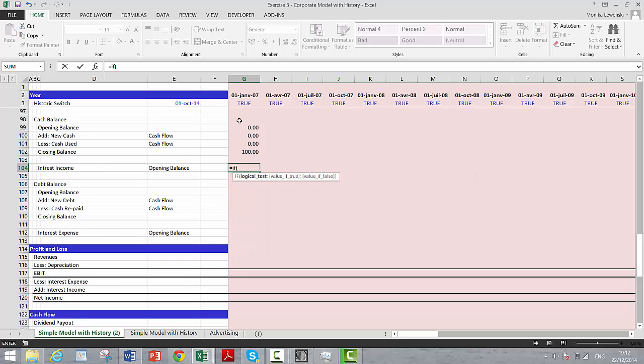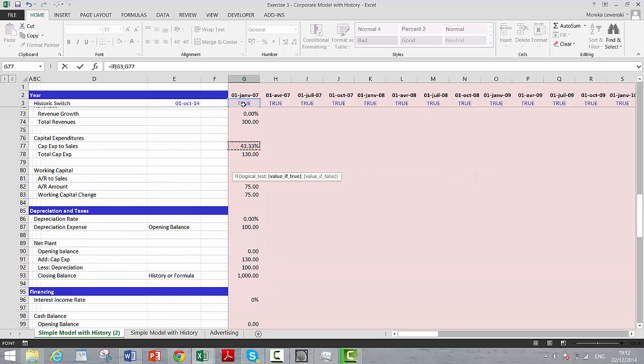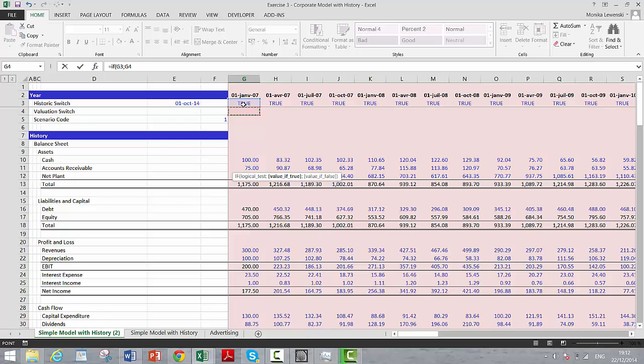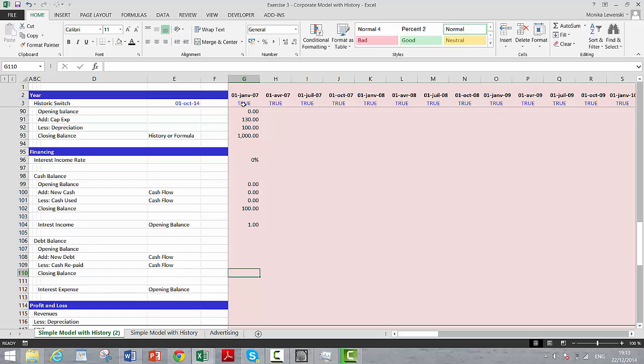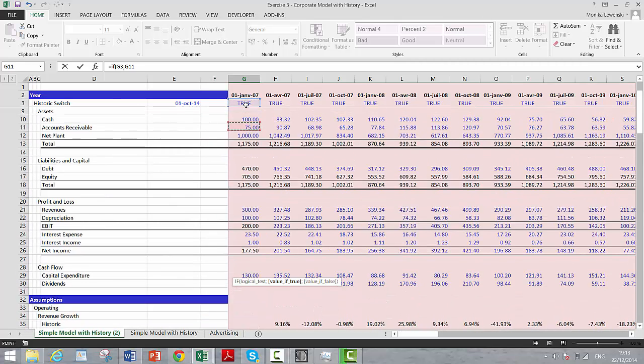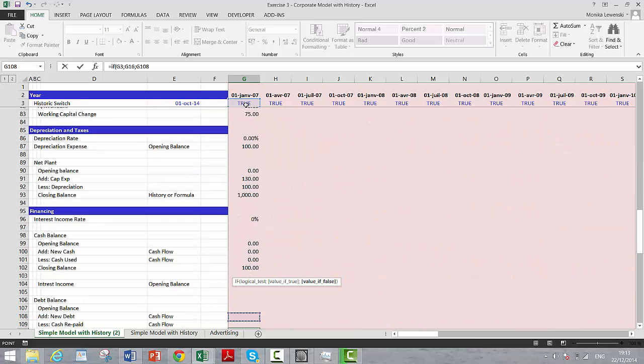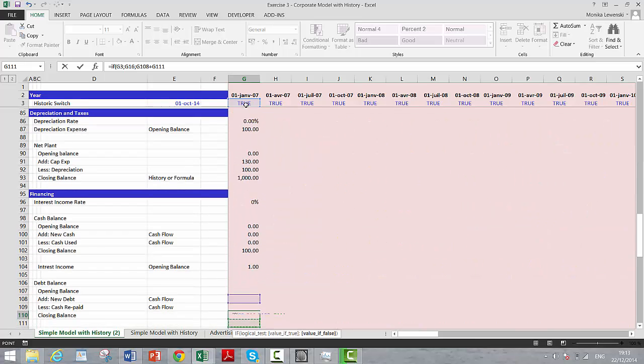If it's the history, then we use our actual amount. Otherwise, let's take the interest rate and multiply it by the opening balance to avoid any potential for circular reference. If it's the history, it's repetitive, but it's worth it. We take the actual balance sheet debt. Otherwise, we take the opening balance plus this.